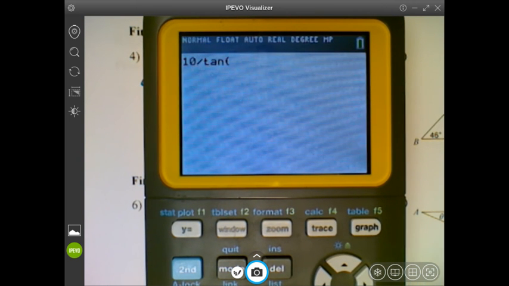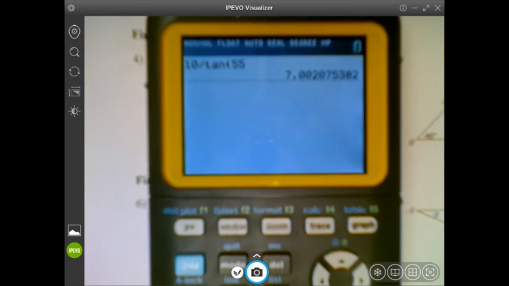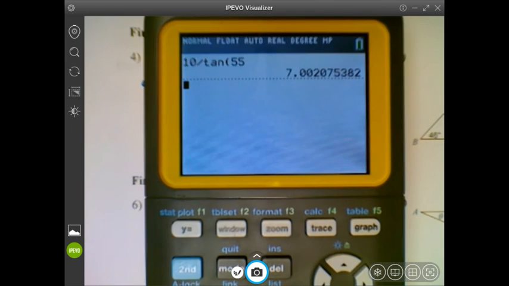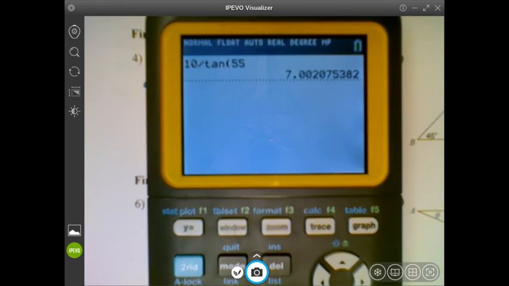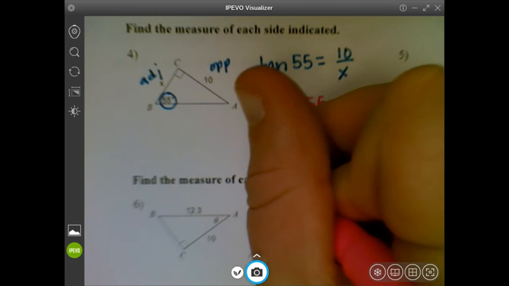So 10 divided by the tangent of 55. So we have 7.002. In terms of rounding, you can just round to 2 decimals. That would be fine. So in this case, it would just be 7. So this side length x is 7.